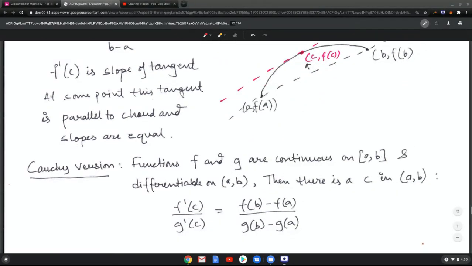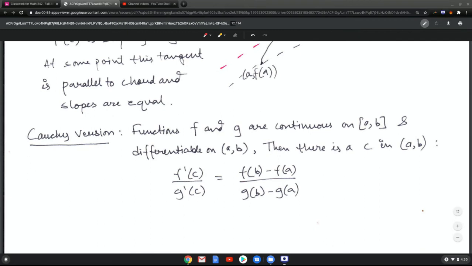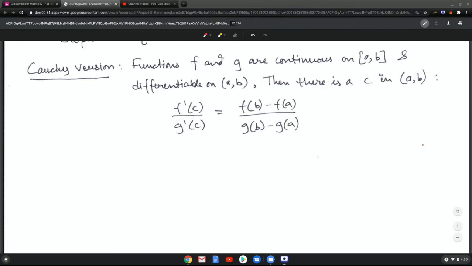The Cauchy version says that if you take two functions, f and g, continuous on [a, b] and differentiable on the open interval (a, b), then there is a c such that the ratio of the derivatives at c becomes the ratio of the differences of the function between those points a and b. You can read from the book, there is a section where they use this result to prove L'Hopital's rule, and that's where it is really useful.